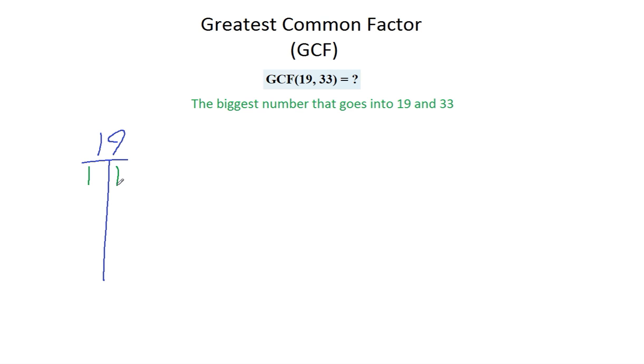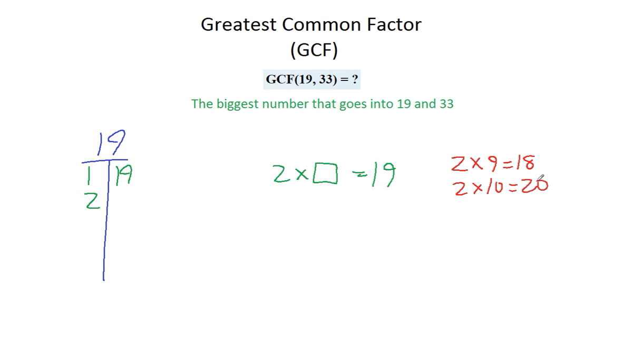1, and it's 1 times 19. So always going to start with 1 and the number. But now I'm going to try 2, and I'm going to think to myself, 2 times what gives me 19? And if you remember, 2 only goes into even numbers. 19 is not even. 19 is odd. It's not going to work. Or we could think to ourselves, 2 times 9 is 18. That's close. 2 times 10 is 20, and we missed 19. So 2 is out. But we tried it.